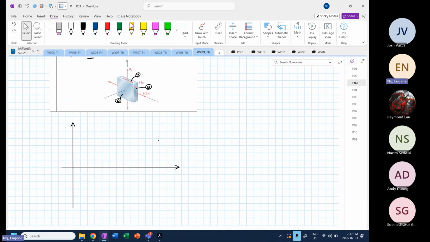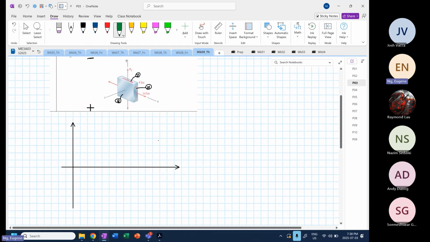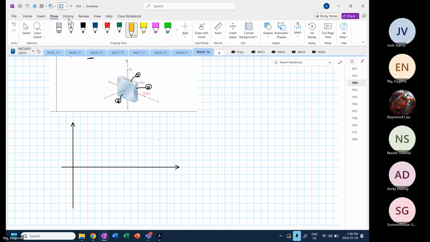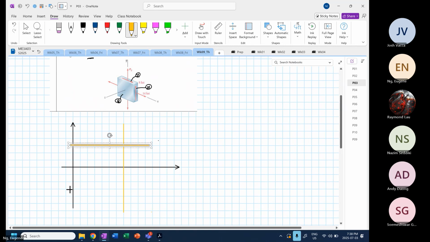So we have on the line, for example, I'm going to call this our 14 kilonewton or 14 KSI. Okay. And then we have our 8. Okay. So I'm going to sketch this. So this is our point X.